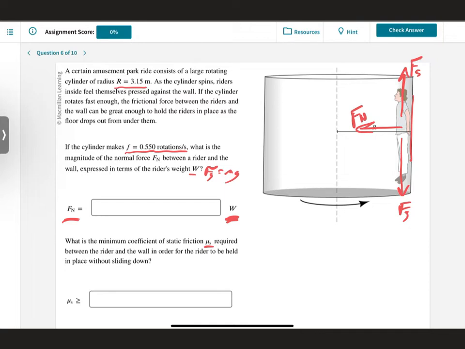Now the guy's not sliding up or down. He is accelerating towards the middle of the circle, so there is a net force to the left, but there's no acceleration up and down. So that tells me that the static friction up is going to equal the gravitational force pointing down. All right, cool.